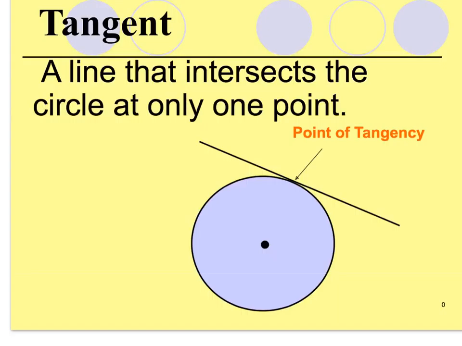A line that intersects the circle at only one point is tangent. So as you can see, we have this line that's outside, and it touches the circle in one point right here, and we call that the point of tangency. So this is a tangent line.